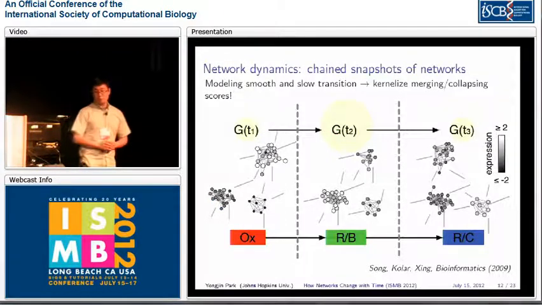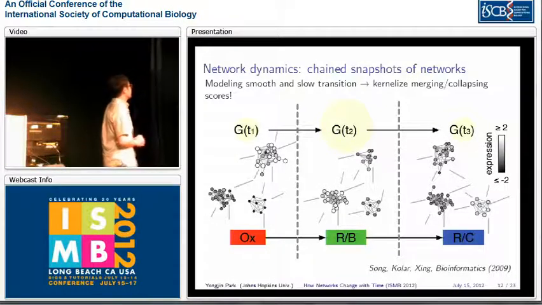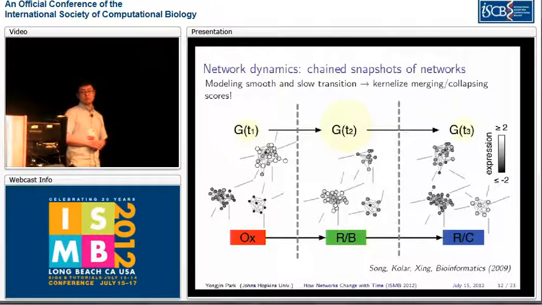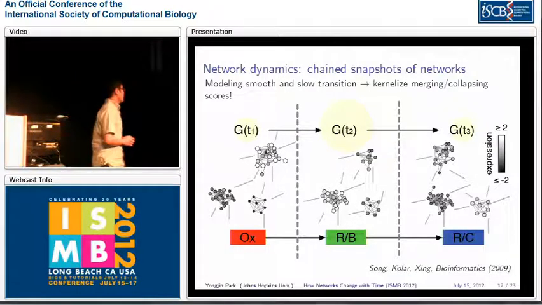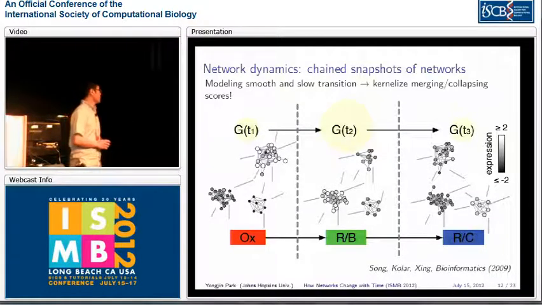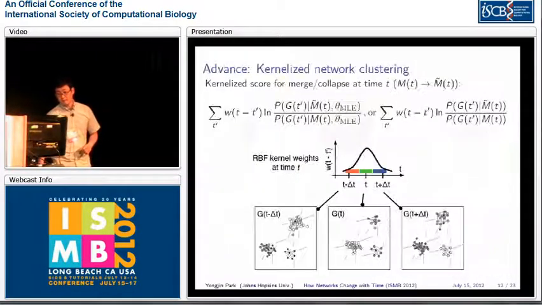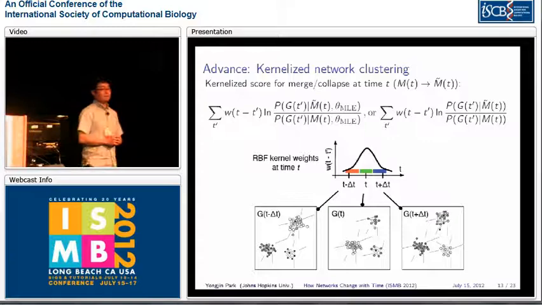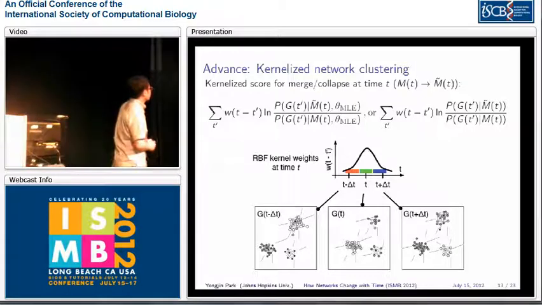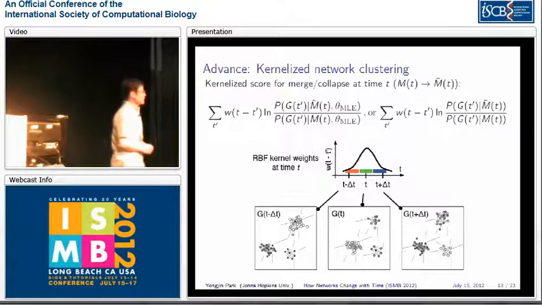Now we have a good method for single snapshot clustering. How do we connect different snapshots? To connect different snapshots, we assume a smooth and slow transition of the models. So we use the idea of Ahmed and Xing's Bioinformatics paper, which uses kernelized merging and collapsing scores. The kernelized score is a time average of different model comparison scores. For example, one is the maximum likelihood guide tree building score, and the other is the collapsing score.